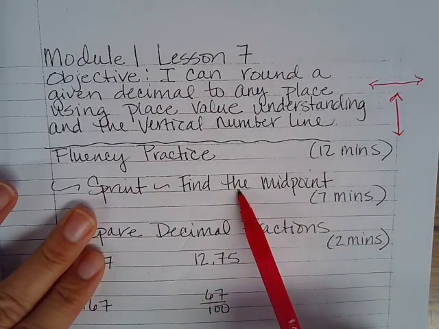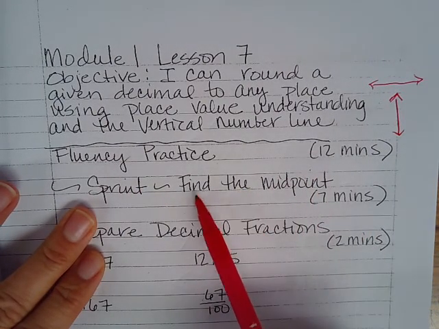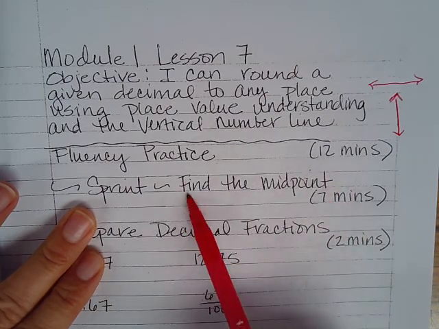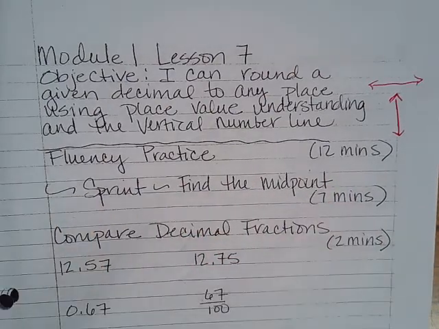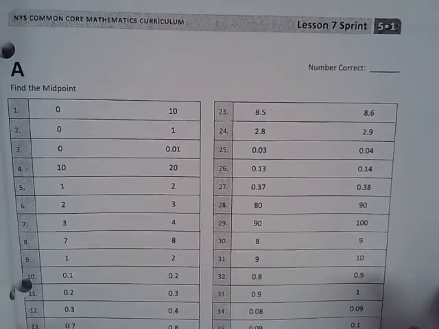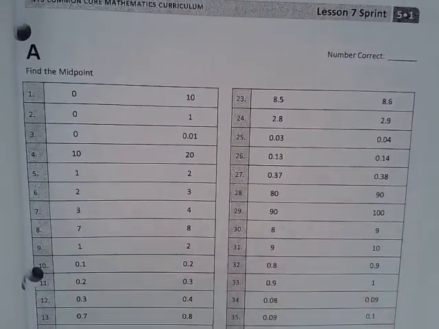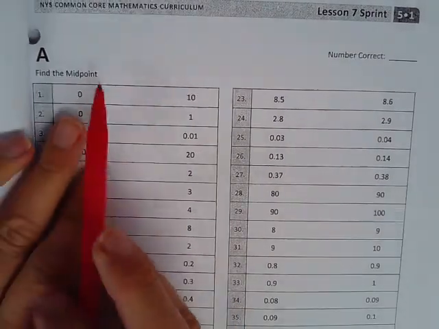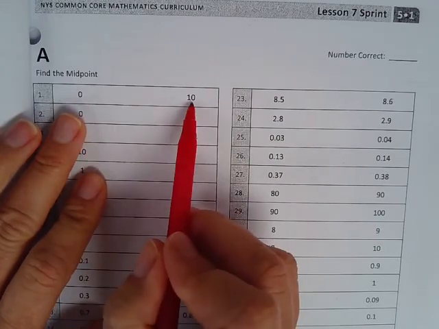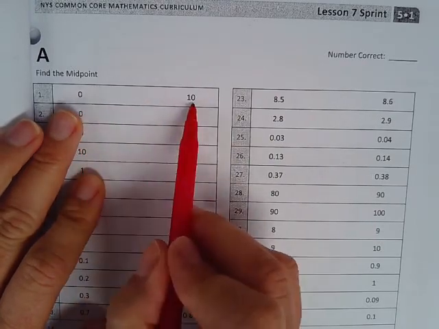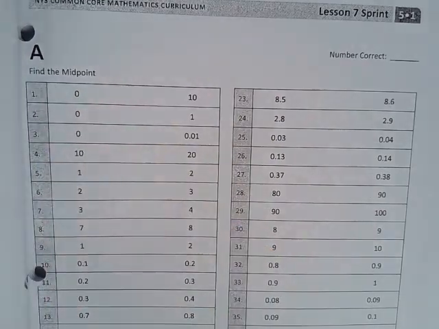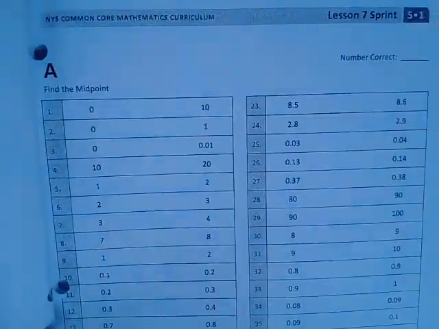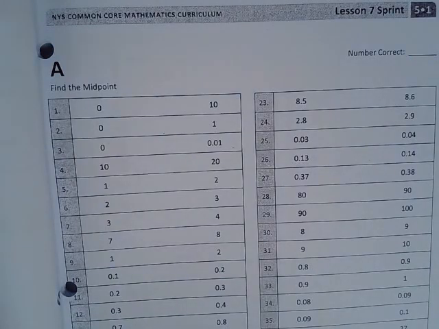All right, so our fluency is about 12 minutes. We're going to start off with Sprint, and as in our lesson yesterday, finding the midpoint, we're going to spend about 7 minutes. All right, giddy up. Look at your sprint. Before we start, let's talk this through really quick. What is the number that's in the middle between 0 and 5? All right, pencils up, ready.